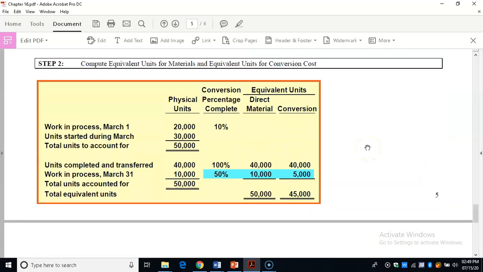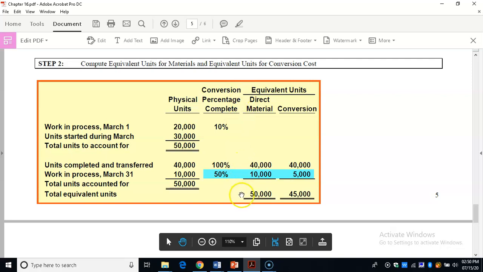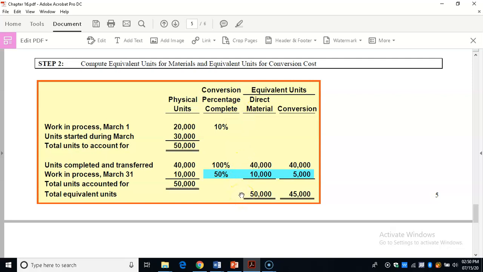Now, why is there no column for materials percent complete? The reason is because materials are always 100%. Now, look at this here. We have 40,000 units that are completed and transferred out. If something is completed, totally done, what percentage of the conversion costs are going to be in there? It's 100%. And then finally, this 50% is given to us.